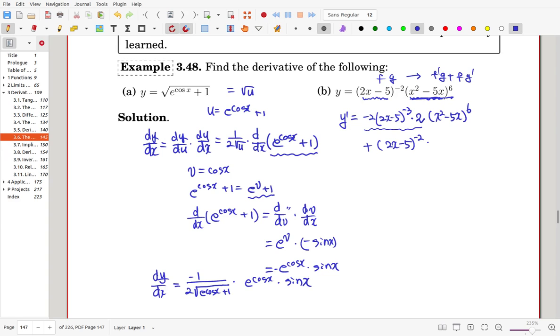So the derivative with respect to the variable will be 6 times the variable, x squared minus 5x, to the 5. Now, the variable must be differentiated with respect to x, which is now 2x minus 5. If you want, you can simplify, but that is the solution.